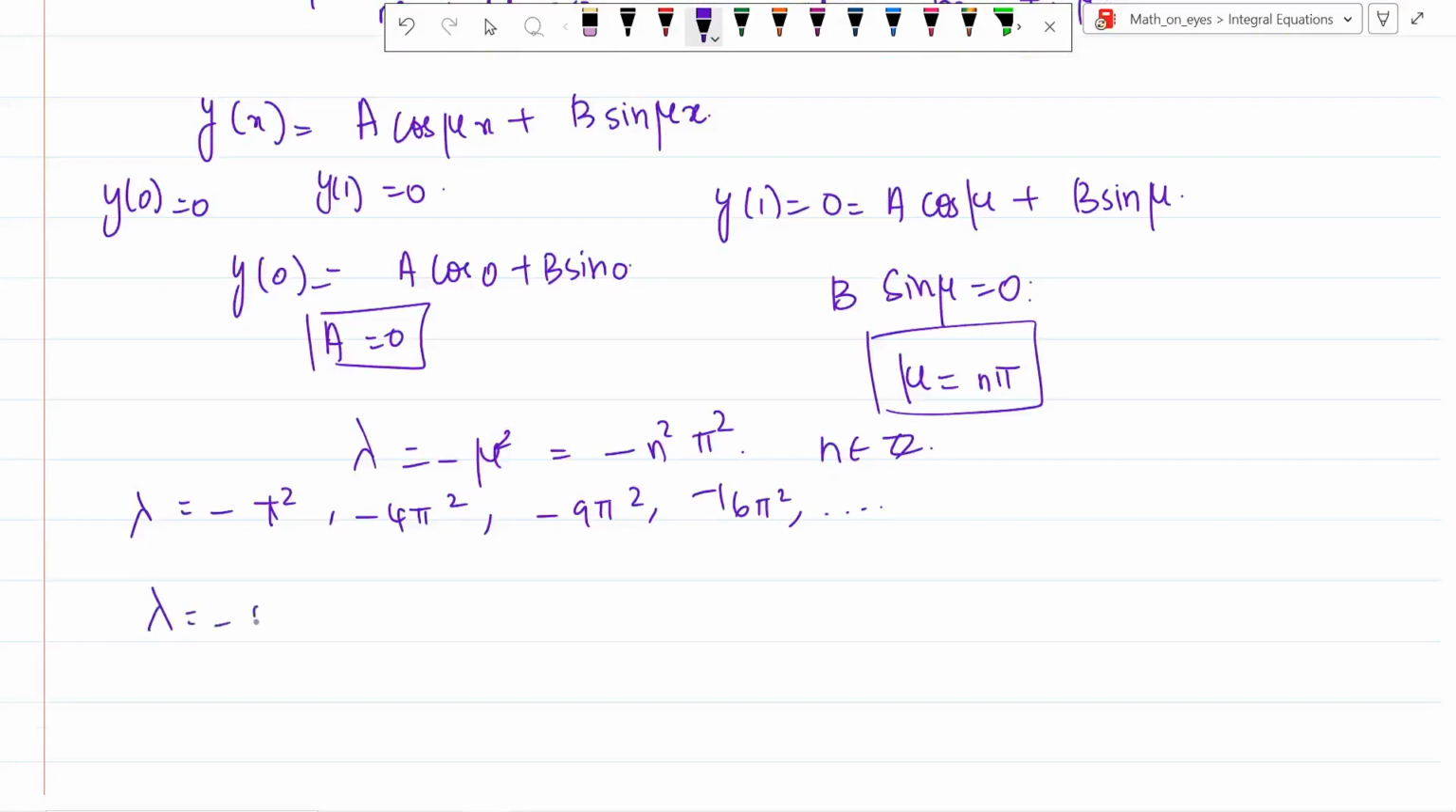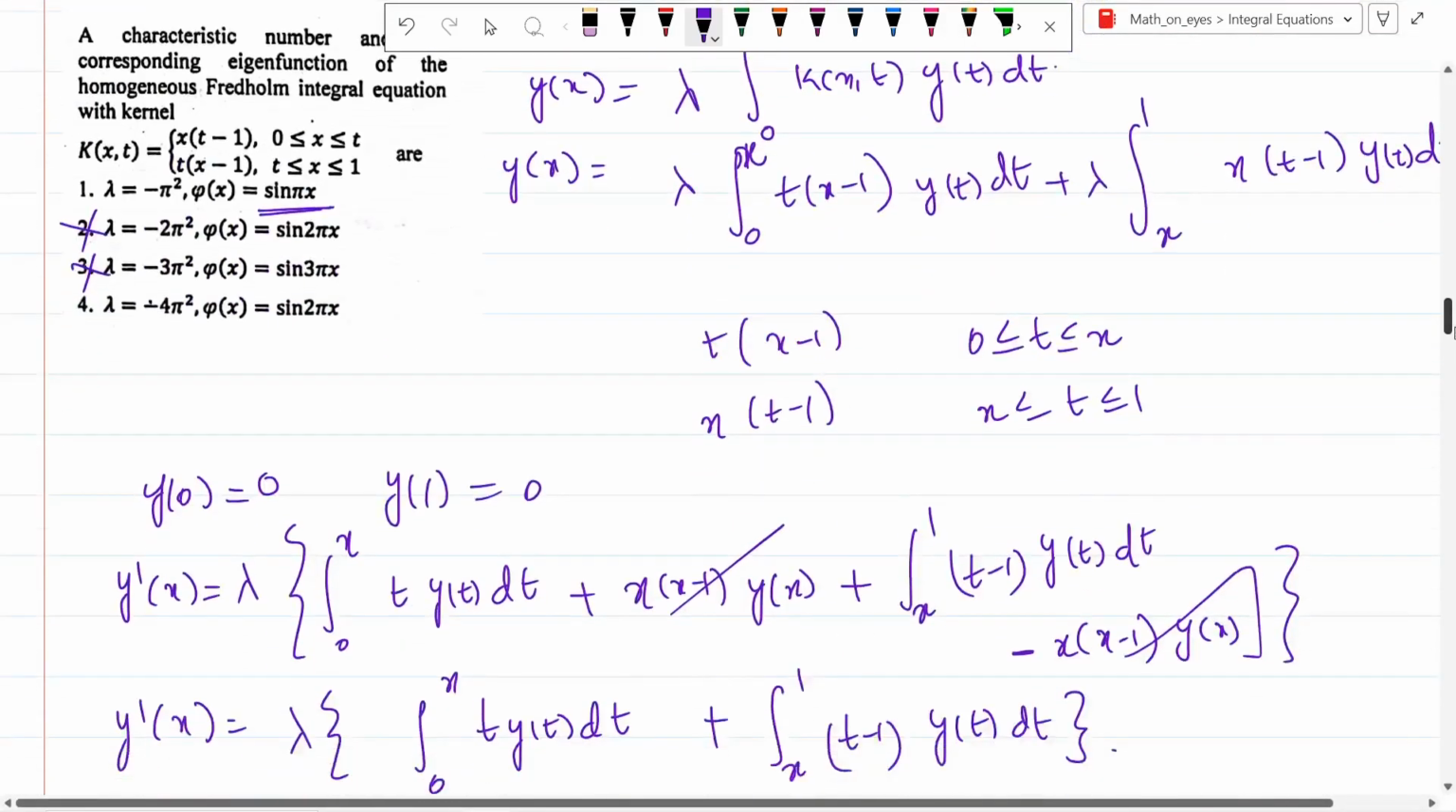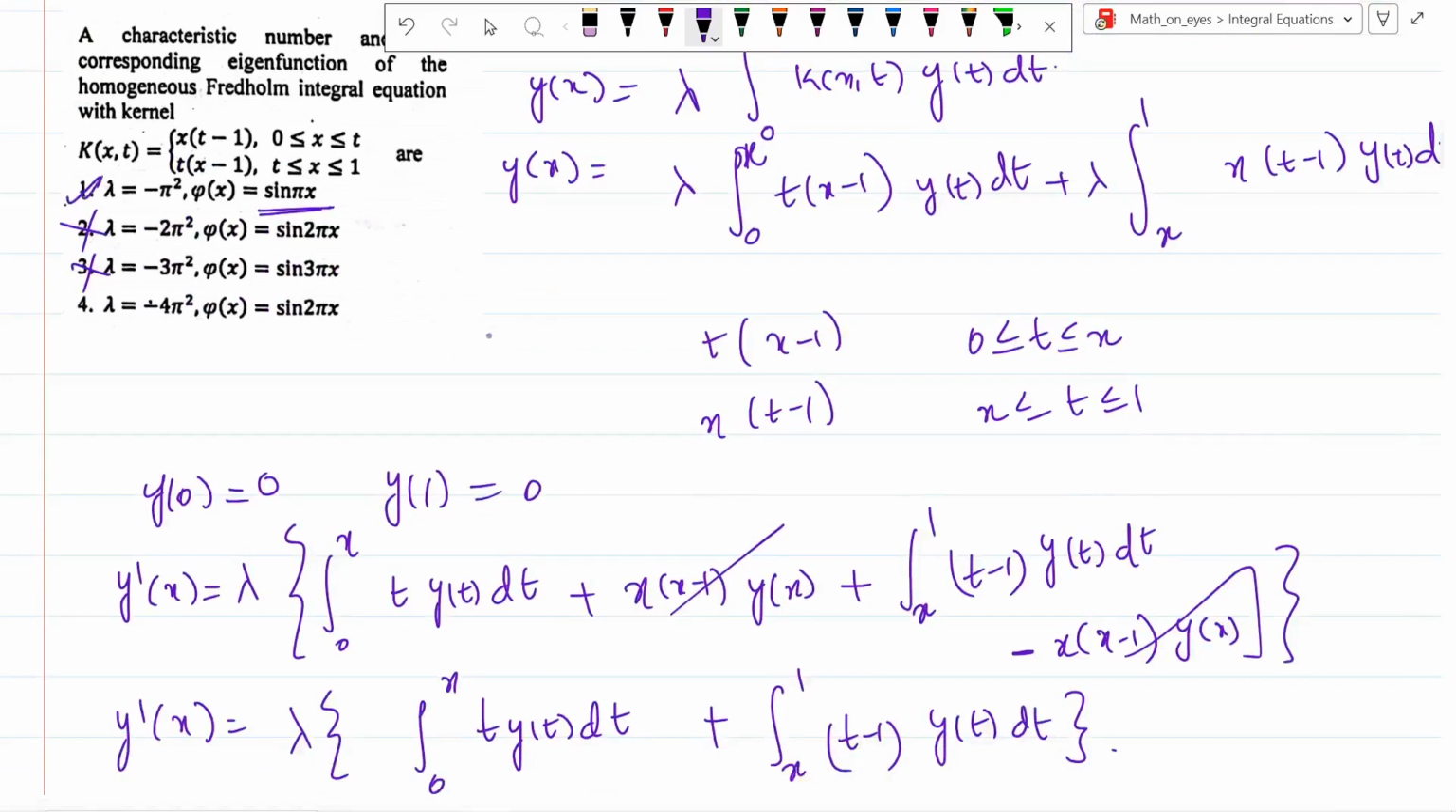The first option, lambda is equal to minus pi squared. From this we get mu is equal to pi, because we'll have n is equal to 1. The corresponding eigenfunction will be y of x is equal to, we'll have a to be 0, right? So this term vanishes, only the sine term remains. So b as it is, it can be any arbitrary constant, sine mu x, sine pi x. So this is the corresponding eigenfunction. Sine pi x is the corresponding eigenfunction. Yes, it is given correctly. So the first option is true. Next, lambda is equal to minus 4 pi squared. Phi of x is equal to sine 2 pi x.